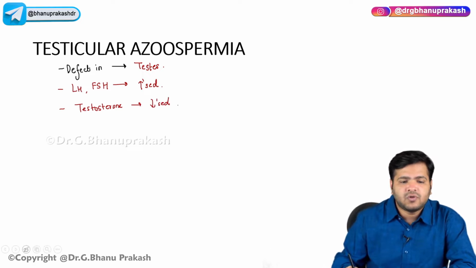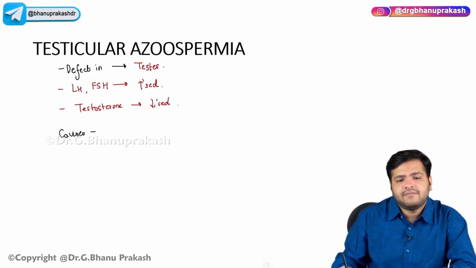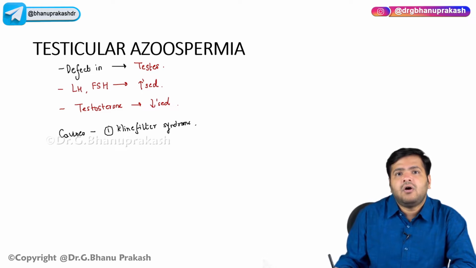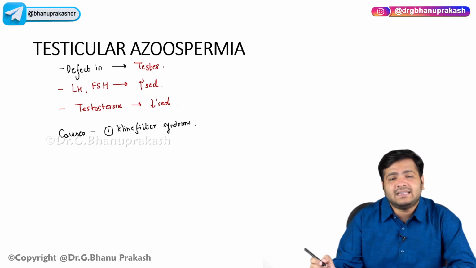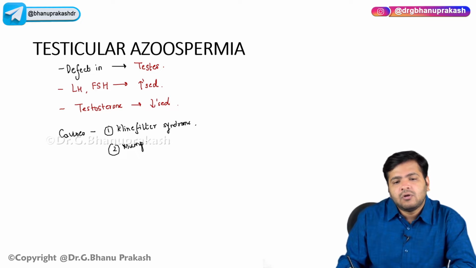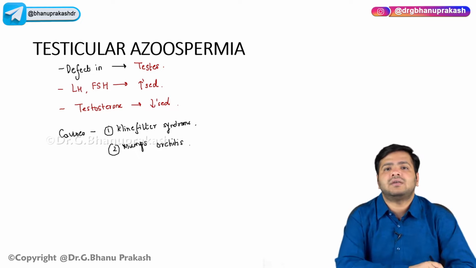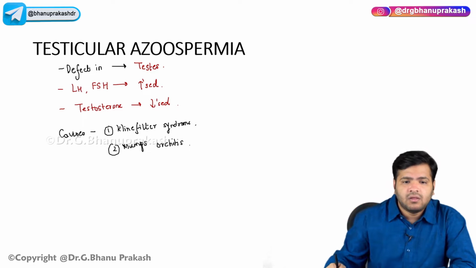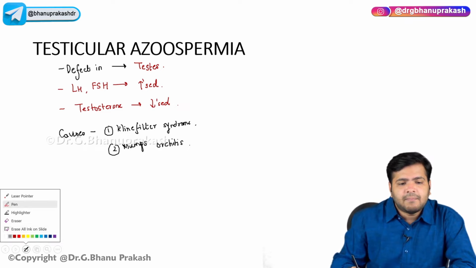And remember the causes over here. The very first one is Klinefelter syndrome, that I will be discussing in detail. Klinefelter syndrome, right? Or there could be mumps orchitis. Yes, there could be mumps orchitis, which can also lead to testicular azoospermia, as well as heat exposure, right? Now, over here, the management.